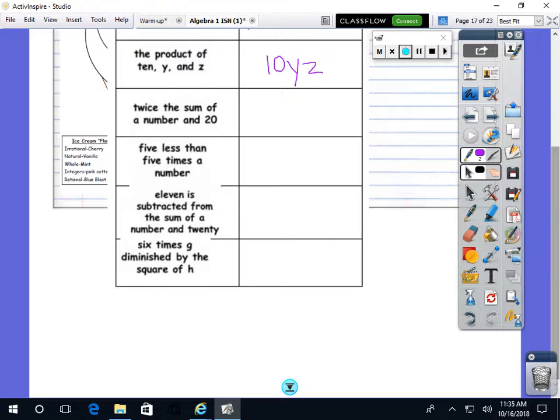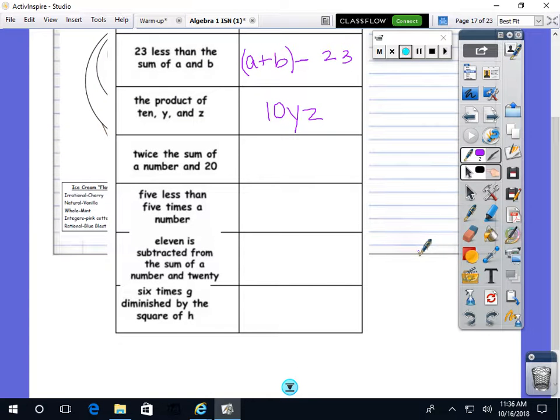Alright, twice the sum of a number and 20. What does twice mean? Okay, what are we multiplying by 2? Okay, but what do we put in the place of that? And. Plus, because it's a sum. And remember, and always gets replaced with the operation, and sum means plus. So a number plus 20.